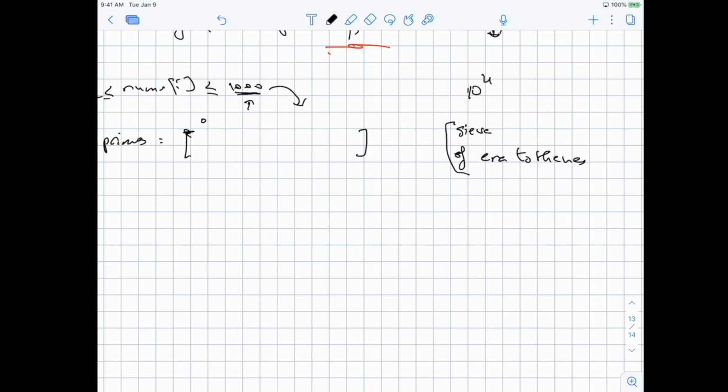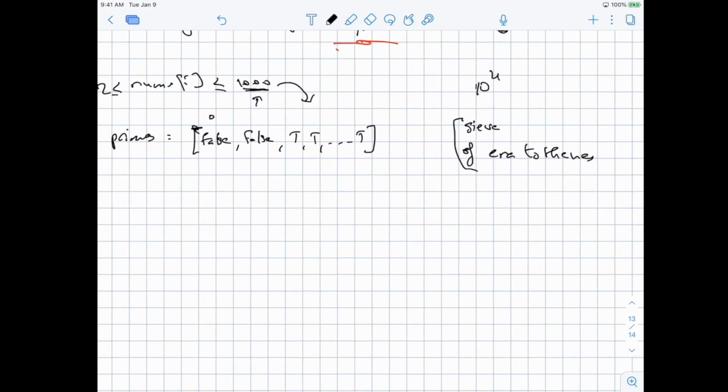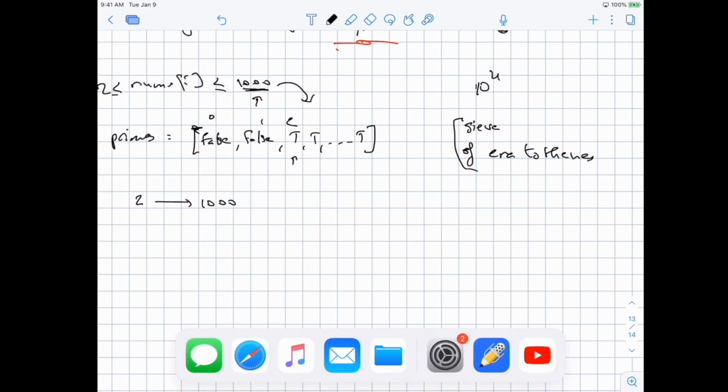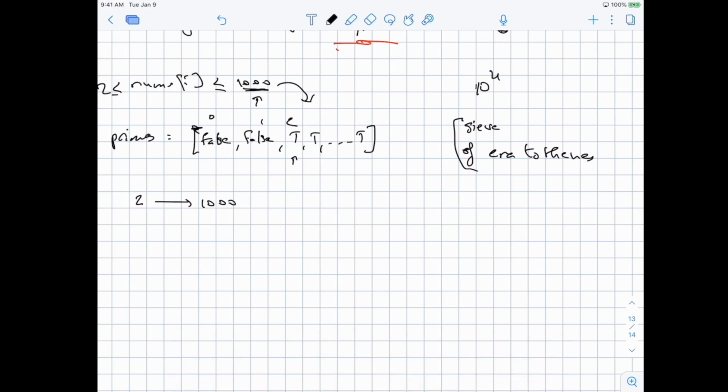We will consider 0 and 1 not prime, and then we'll start initially with all the other ones true. And then what we'll do is we will go through the numbers from 2 up to 1000. And so we'll start from 2, and we know that 2 is prime, right? And so initially it will be set to true because 2 is prime. But what we'll do is we will mark all the multiples of 2 as not prime.